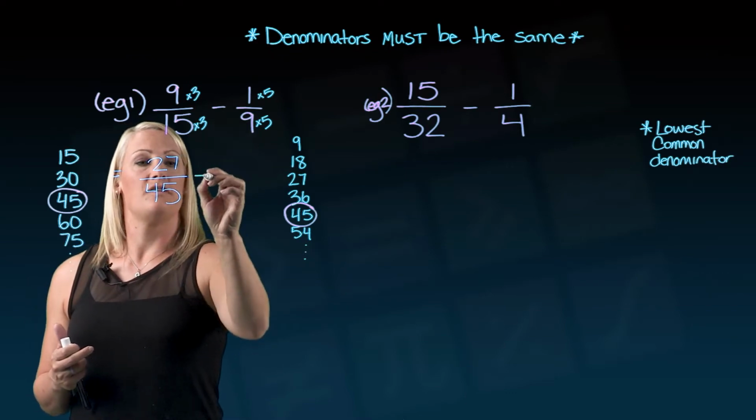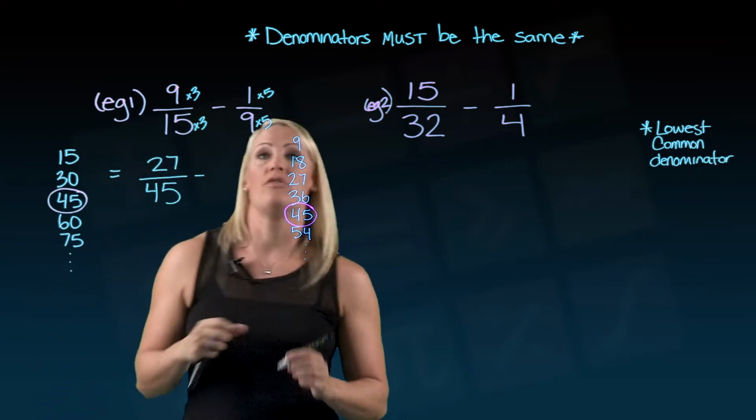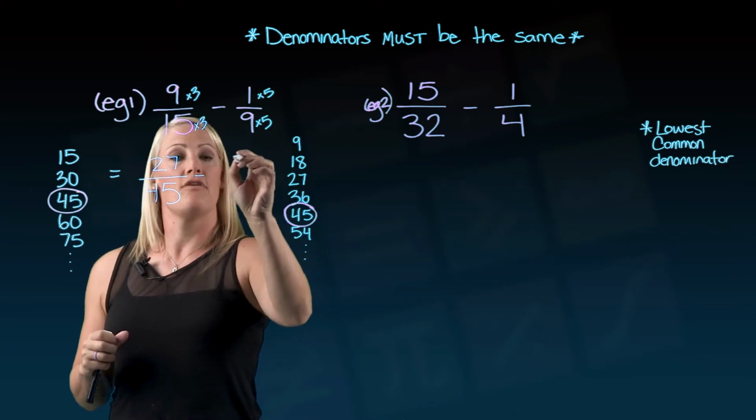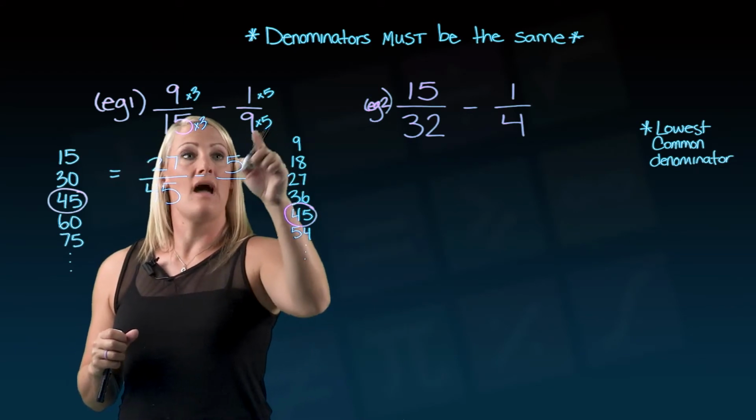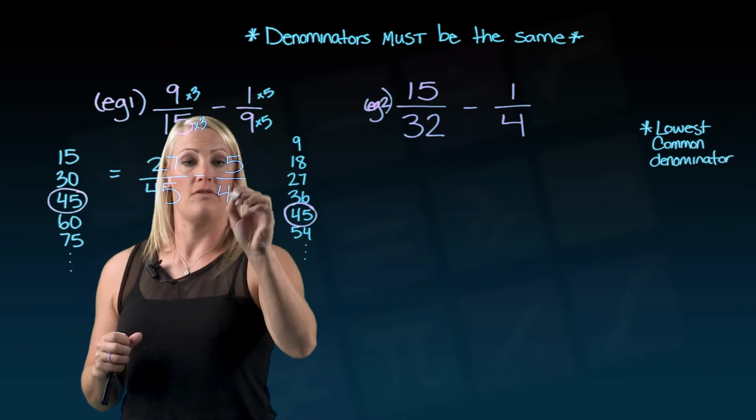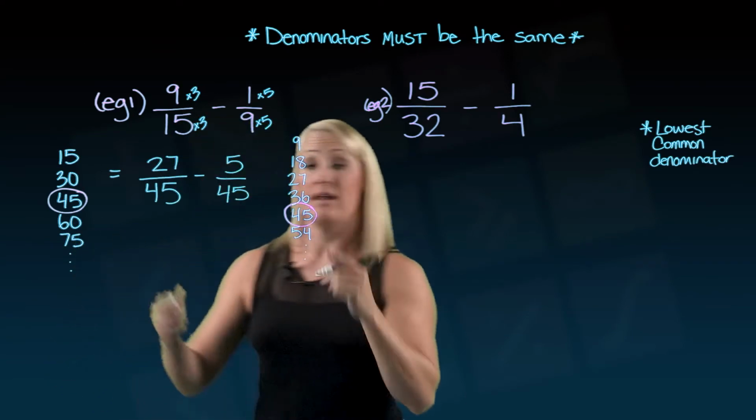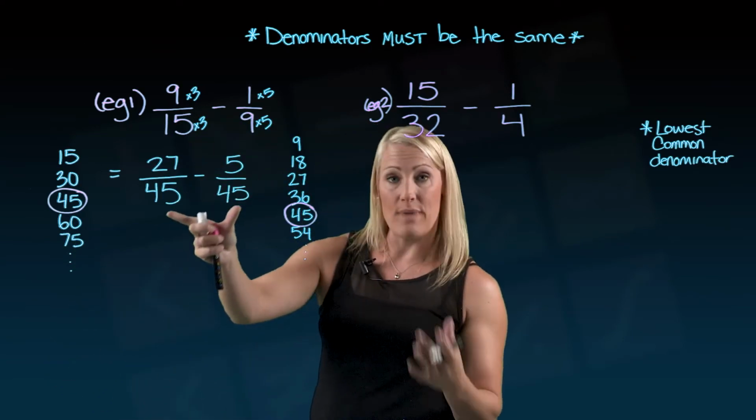The subtraction stays the same. And now I'm going to do the same over here. 1 times 5 is 5, and 9 times 5 is 45. Again, I chose that number on purpose so that we could have matching denominators.